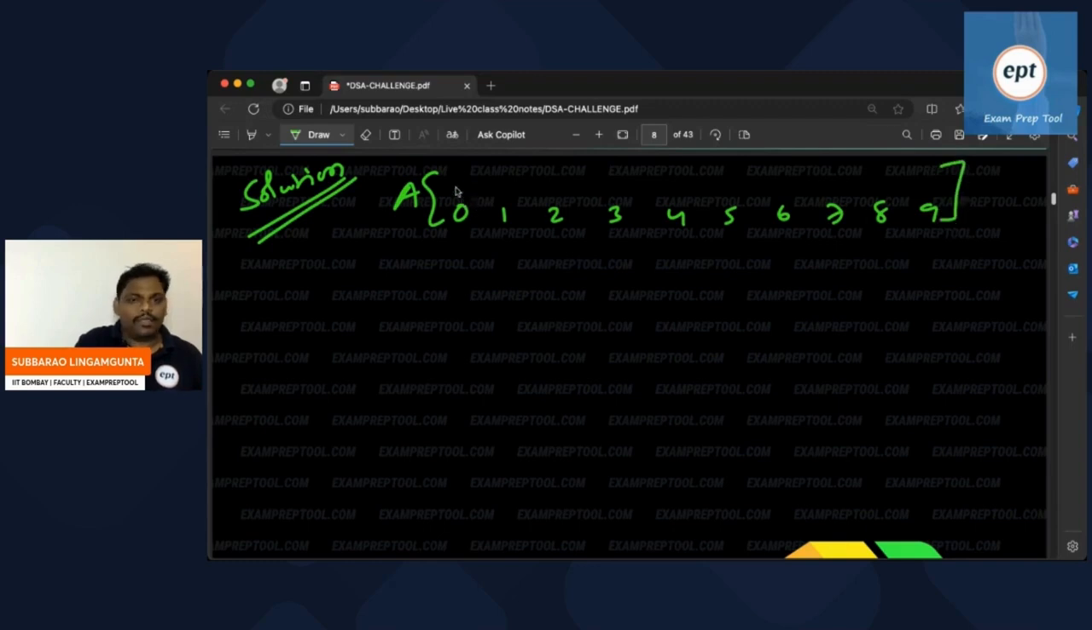Some elements are there: E1, E2, E3, E4, E5, E6, E7, some elements, whatever you want, you can take. E8, E9, E10. There are 10 elements. They all are integers. You can take some integers also. I don't have any problem.